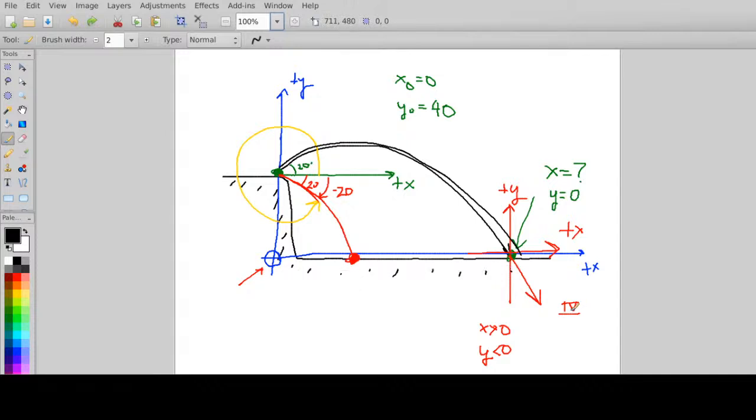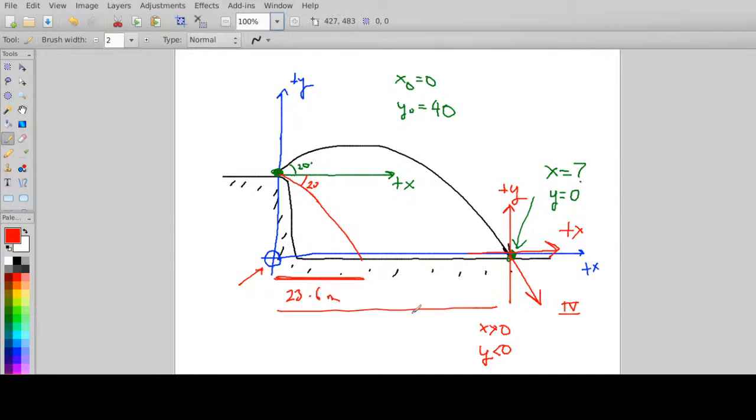Okay? But now, when I throw it, let me highlight it in red again. Actually, let me clean up a bit here. When I say how far did it travel this way, this time it turns out to be 23.6 meters. Okay? So you can see that 23.6 is shorter than the 30 meters. That makes sense because you're throwing it towards the ground more, so it's going to hit the ground in a shorter distance. All right.